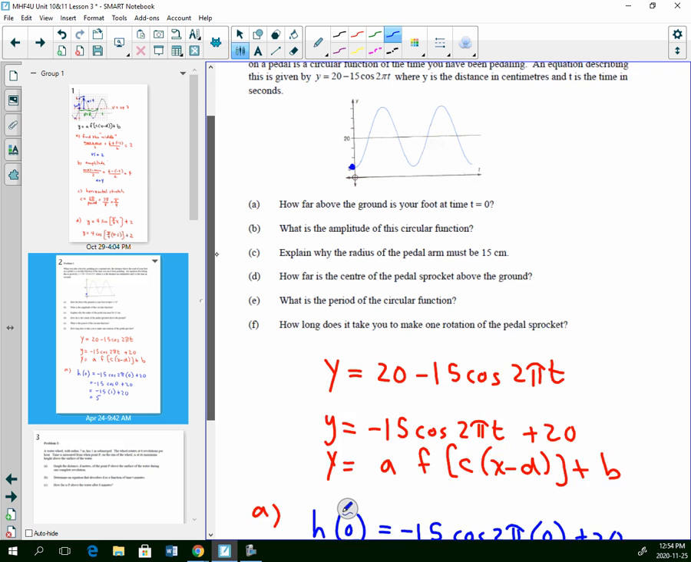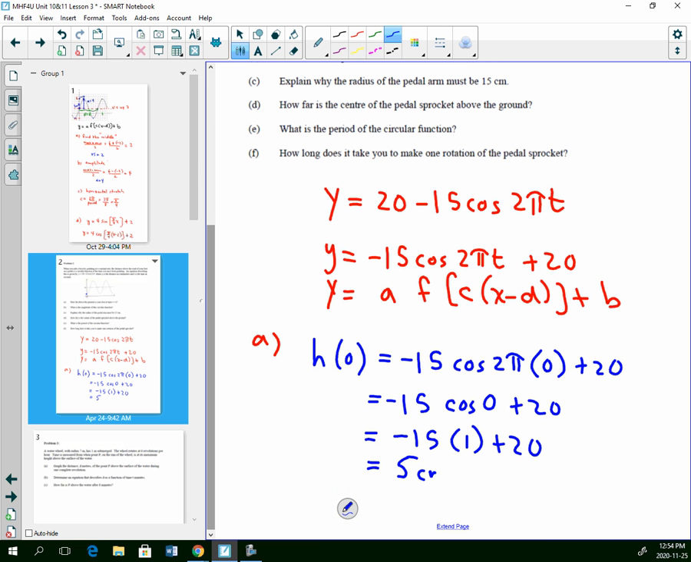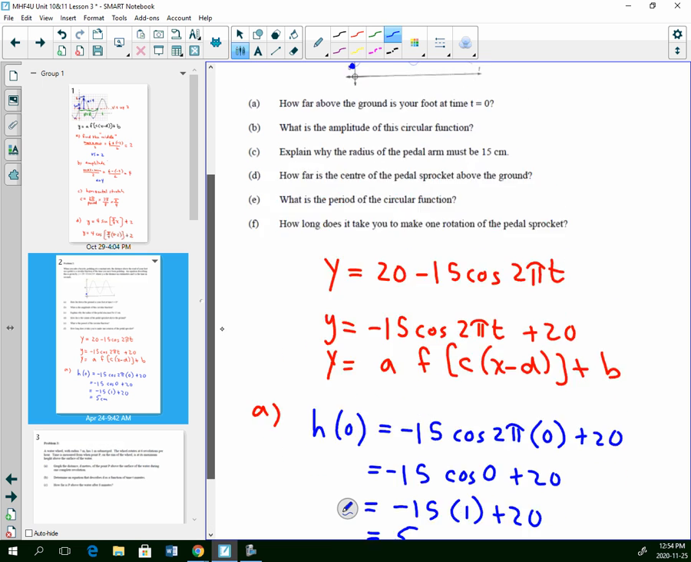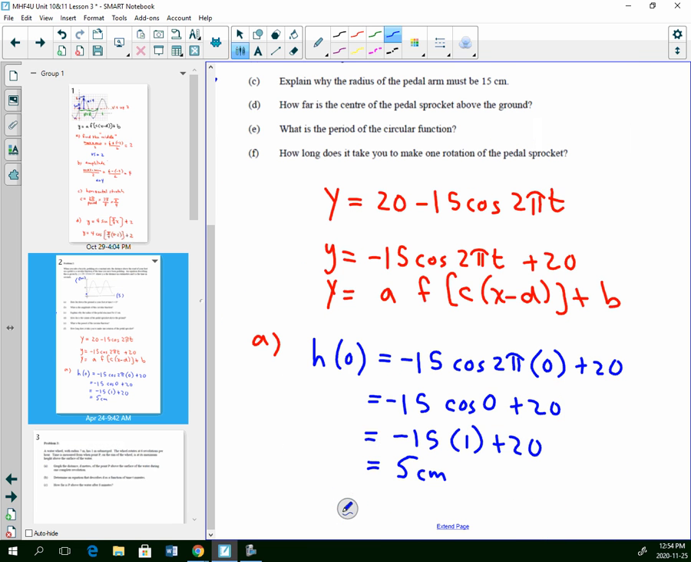So I get the same answer whether I use the equation or whether I look at the graph. There are units here, centimeters, so 5 centimeters. It's 5 on the graph. This is in seconds and this is in centimeters. Or I could put 0 into the equation and end up with the same answer.